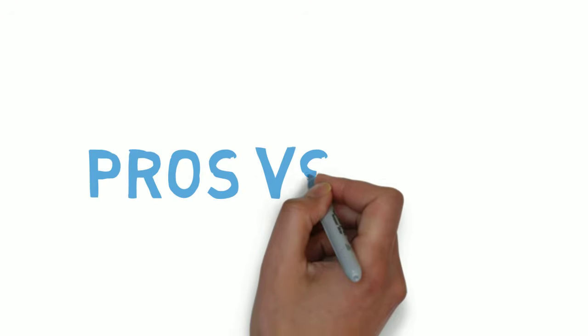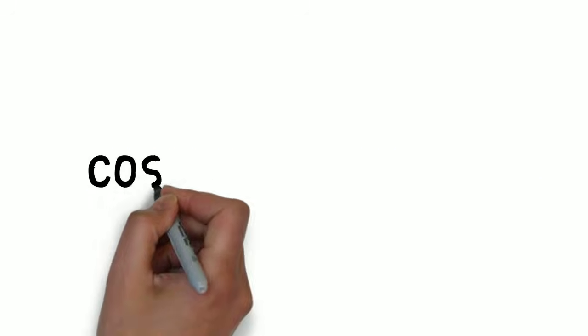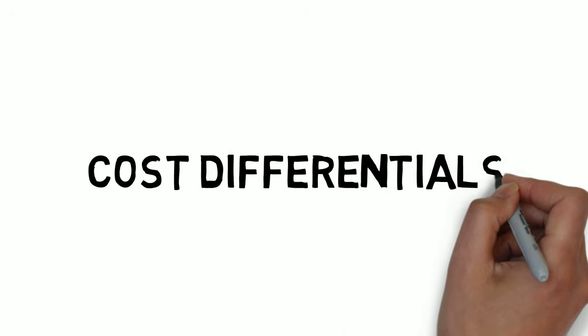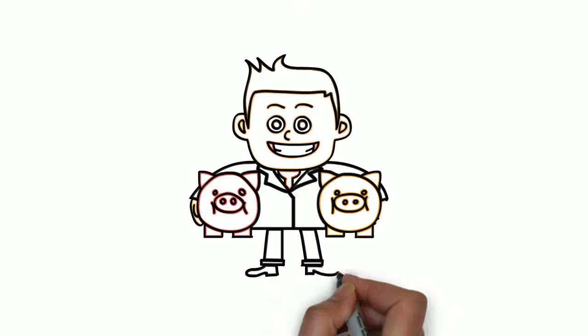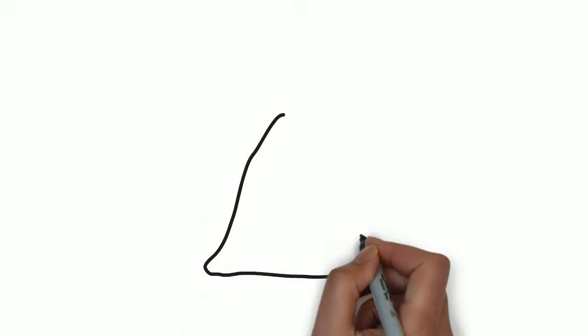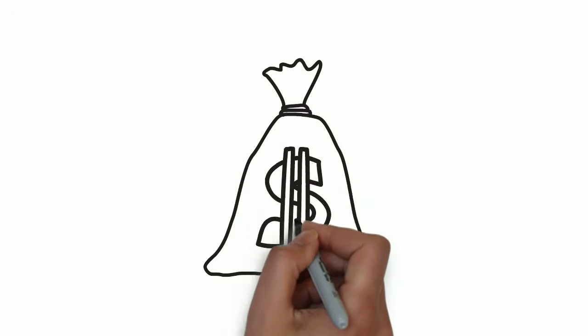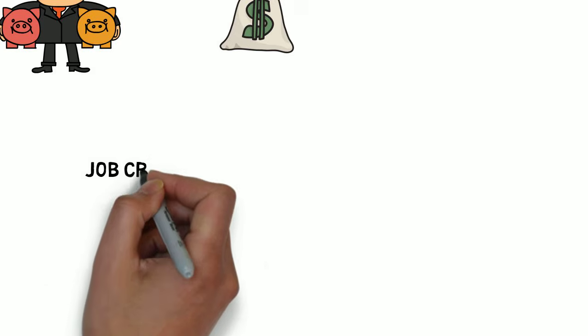There are pros and cons to offshoring. One of the pros is cost differentials. One of the reasons that companies are moving their operations overseas is the lower labor costs. Compared to paying employees in the United States, it is more affordable to pay foreign workers. Costs of certain materials, such as raw materials, are also cheaper, especially if they are produced in the country where a company is offshoring jobs.